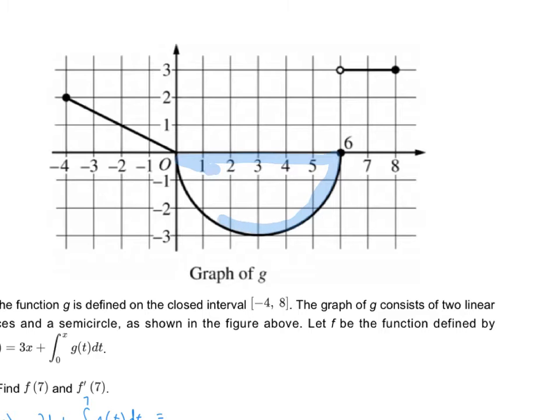That's from 0 to 6, whatever that area is. And then this area we add to it to find the whole area from 0 to 7. Just keep in mind when we find this, remember this is negative and this is positive. All right.